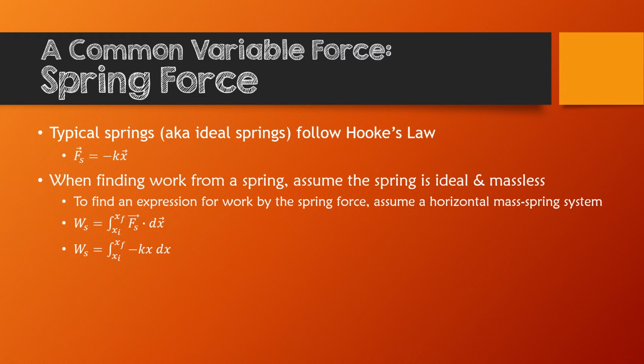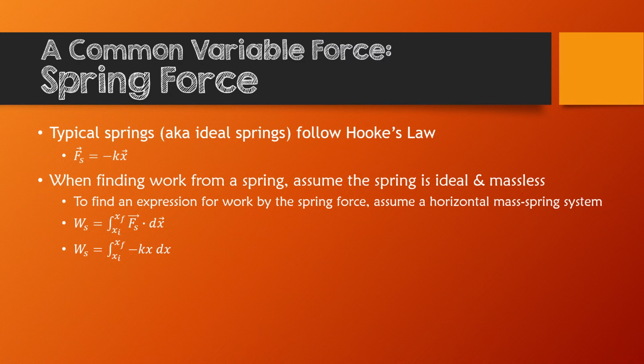Now, a little bit is missing between these two steps, because to evaluate the dot product, I would do the magnitude of spring force, which is just k times x, times the magnitude of dx, which is just dx, times the cosine of the angle between them. Spring force is set up so that, as long as the spring force is the only force acting on your object, the angle between the spring force and the displacement will always be 180. And we know the cosine of 180 is -1.